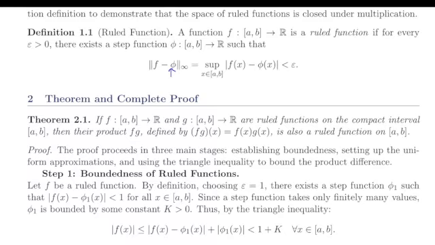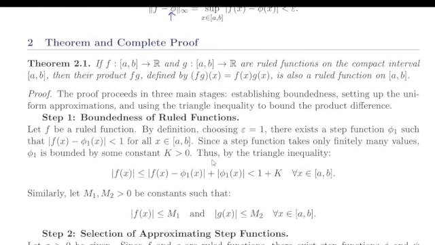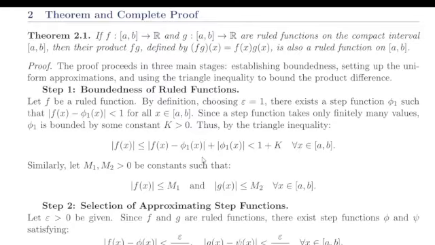Now the theorem that we want to prove is this. If f and g are ruled functions on a compact interval [a, b], then the product f times g is also a ruled function. Intuitively, this makes sense. If each function can be approximated by step functions, then the product should also behave nicely. But we need a precise argument.